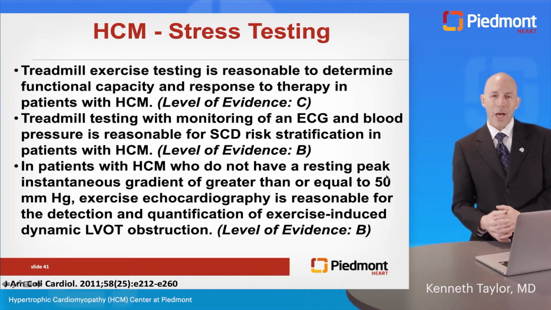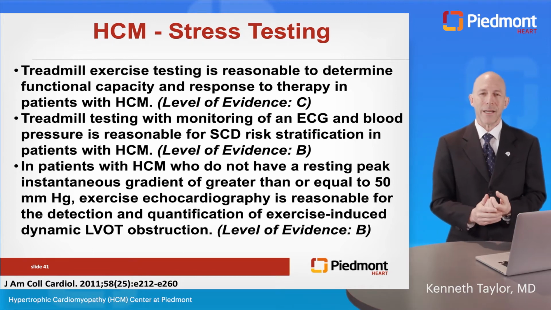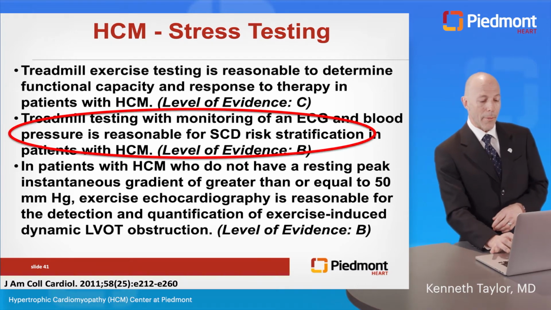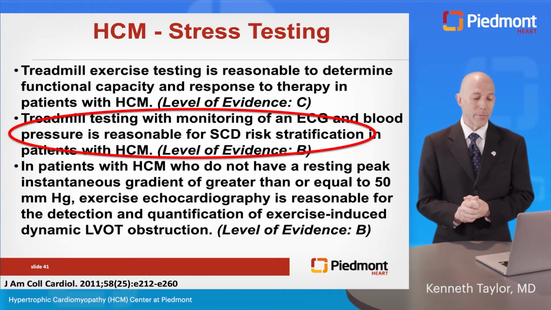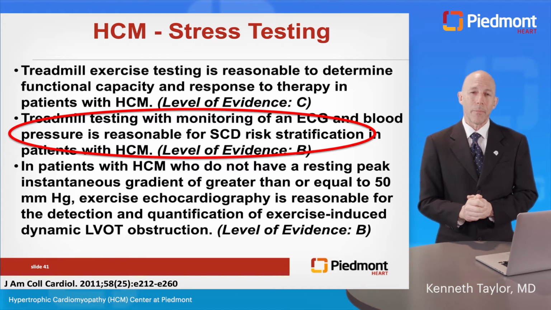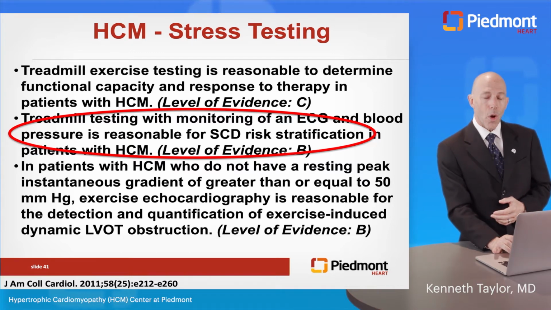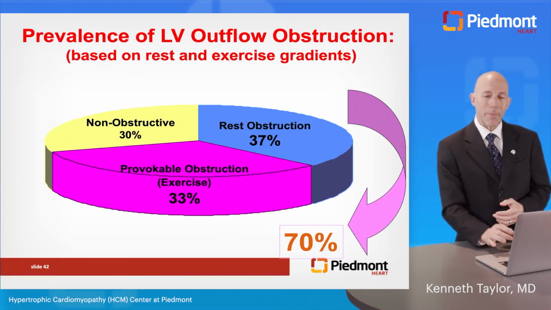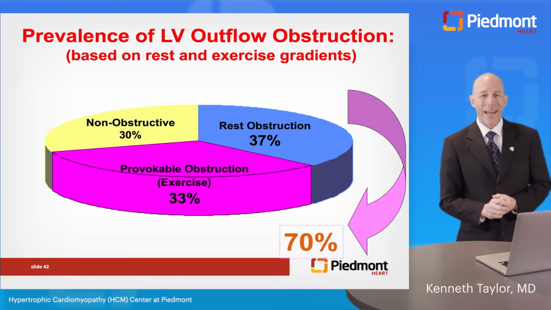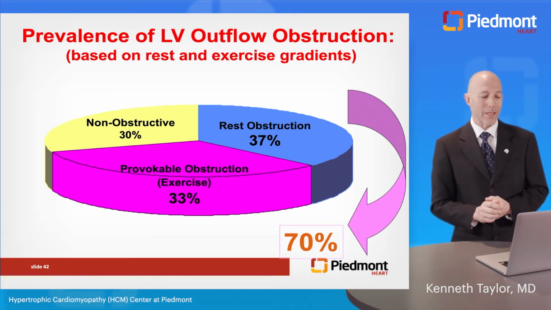Let's talk about some diagnostic testing. Stress testing is very common to do in patients with hypertrophic cardiomyopathy. We use it as a way to help risk stratify for risk of sudden cardiac death. It's considered reasonable to look at both blood pressure response and functional capacity for symptoms. Though in reality, we will typically add an echo to the stress test and do a stress echo.